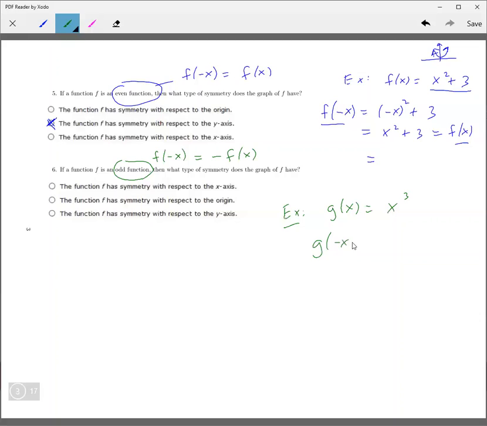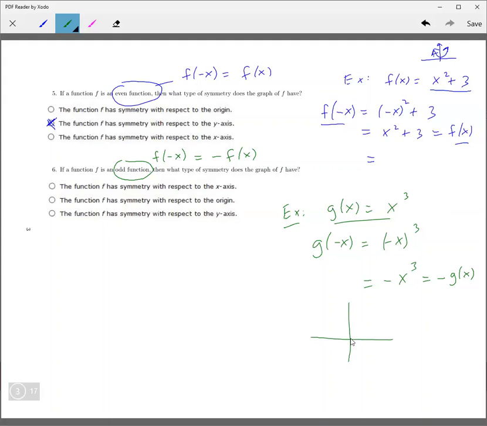So g of negative x is negative x to the third power. You take a negative number to the third power, then you get negative. So negative 1 to the third power is negative 1. So this is going to be negative x cubed, which is equal to the negative of the original. Here's the original, and this is the negative of it. By putting a negative in there, you get the negative of the original.